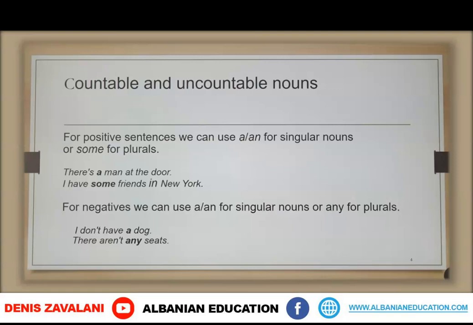For negative sentences, for countable ones, we can use a, an for singular nouns or any for plurals. For example, I don't have a dog, I don't have a sister, I don't have an egg in the refrigerator, or in negatives for plurals, there aren't any seeds, there aren't any eggs in the refrigerator, there aren't any vegetables in the basket.